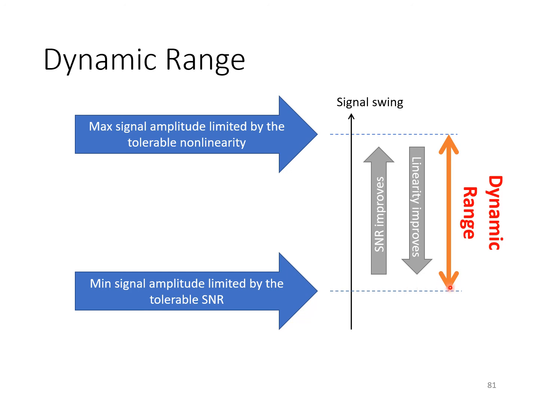Dynamic range is a measure of the distance between these two. So you can imagine one circuit may be able to handle really large signal amplitudes but is very noisy, whereas another circuit gets very nonlinear very quickly but has very, very low noise. So those are two very different circuits with two different applications, but they might have very similar dynamic range.